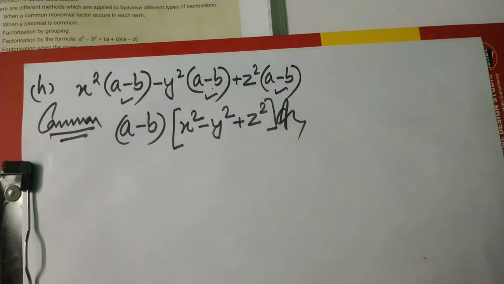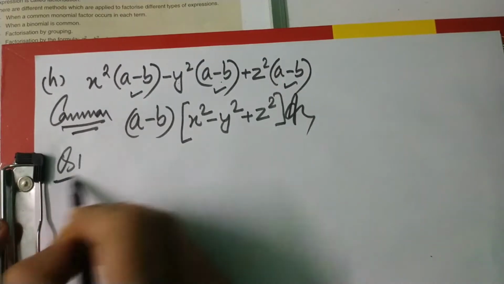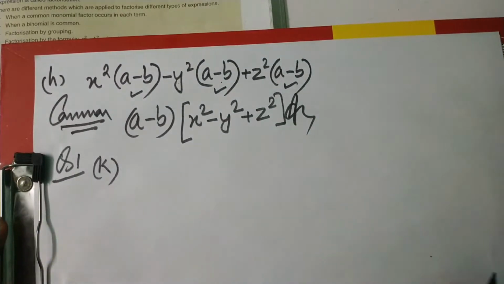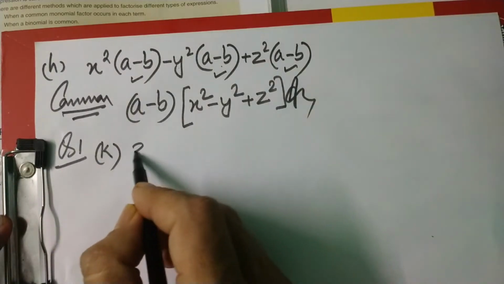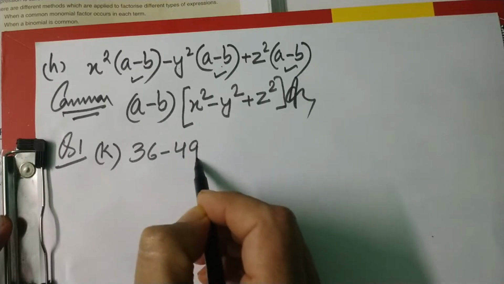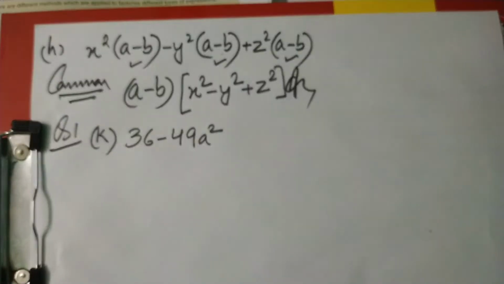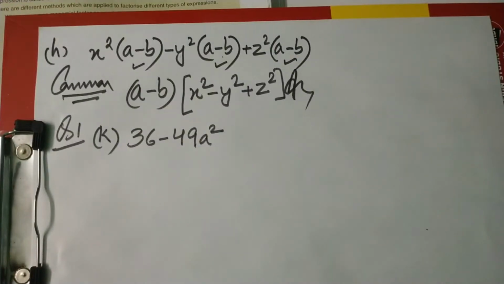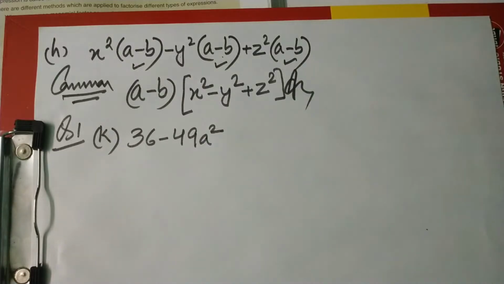Now after that the questions are different. This was the K part now. Question 1, K part. 36 minus 49a square. Important. 36 minus 49a square. What is common in the two? HCF of 36 and 49. When you find HCF, you will see that there is no HCF. HCF is 1. So 1 is not considered as HCF.